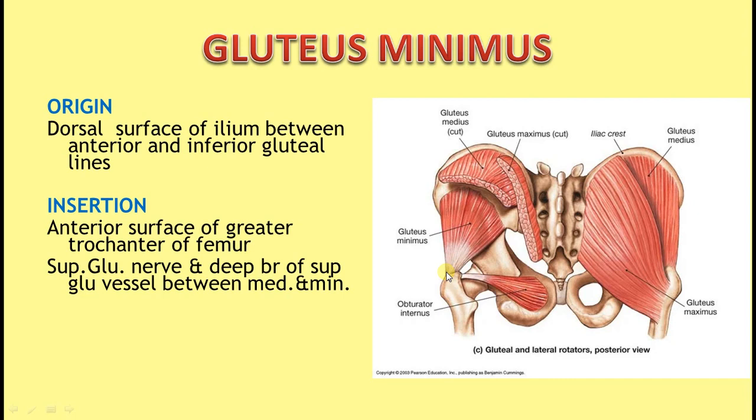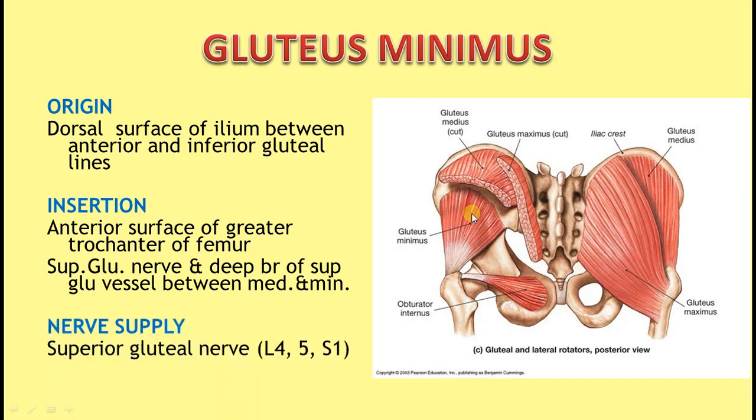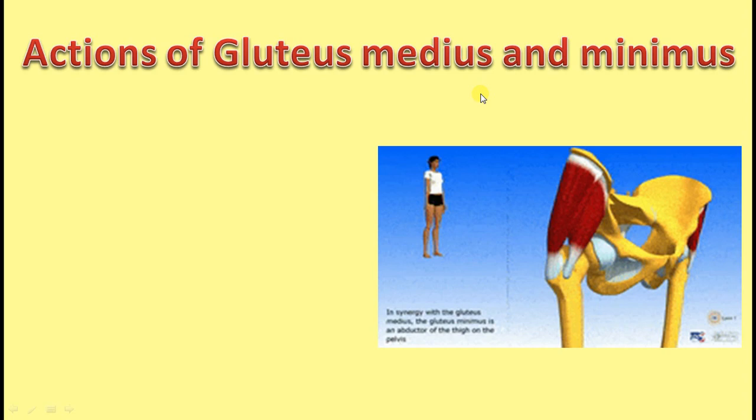Now, between the gluteus medius and the gluteus minimus muscle, the superior gluteal nerve and the deep branch of the superior gluteal vessel emerge. Nerve supply is by L4, L5, S1, that is your superior gluteal nerve. Now all the muscles mainly inserted into the greater trochanter are going to perform lateral rotation.